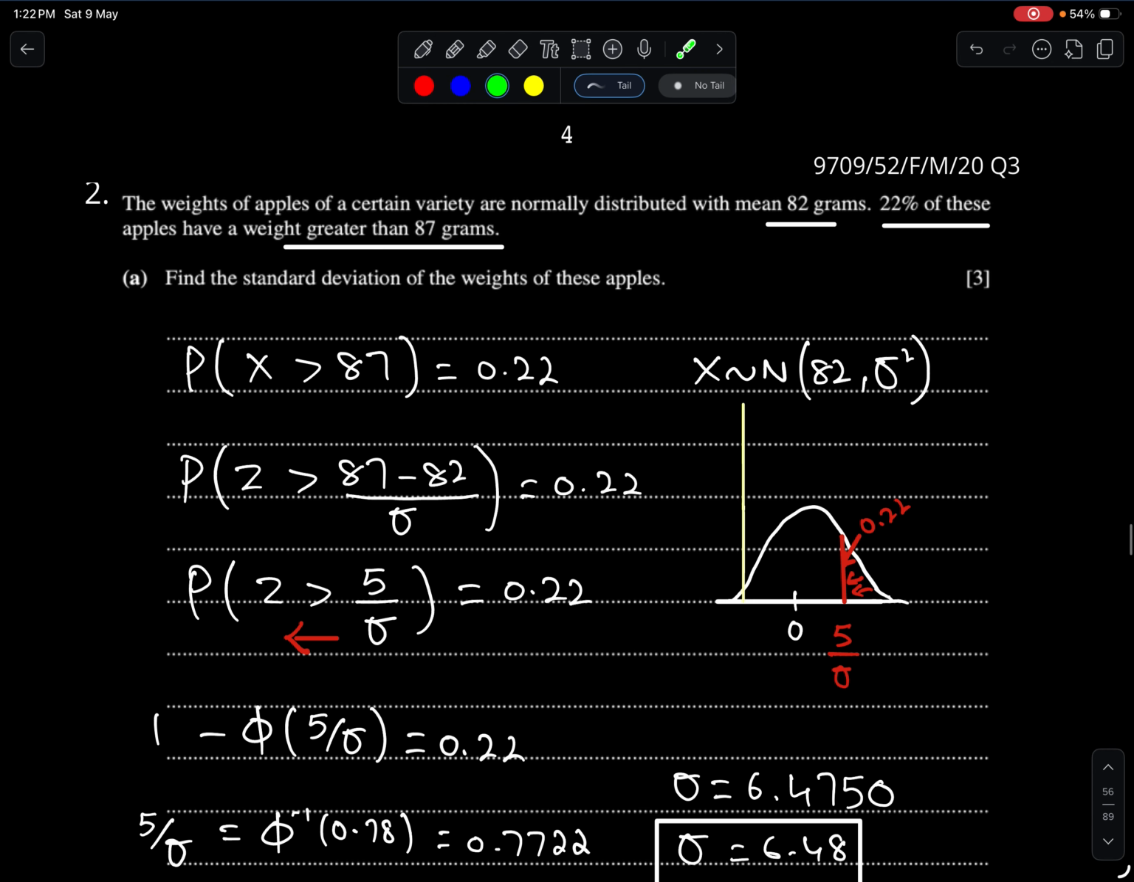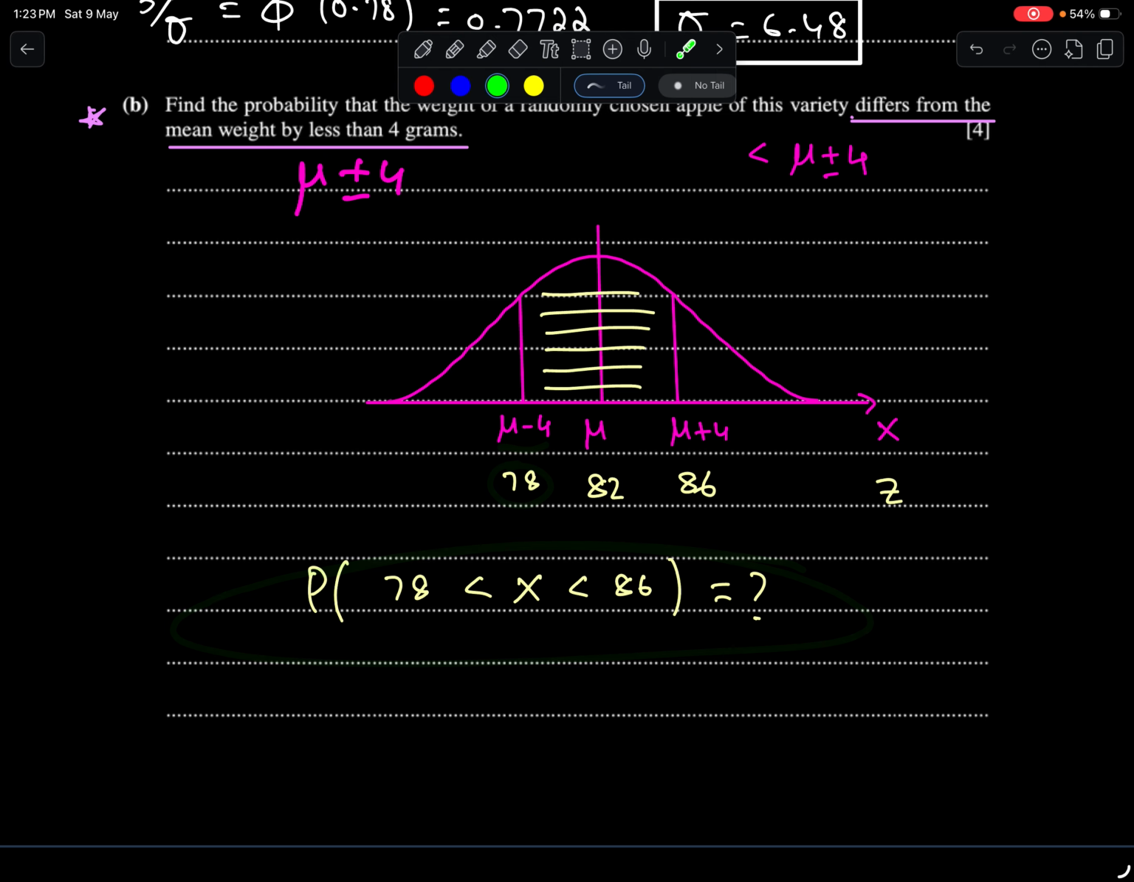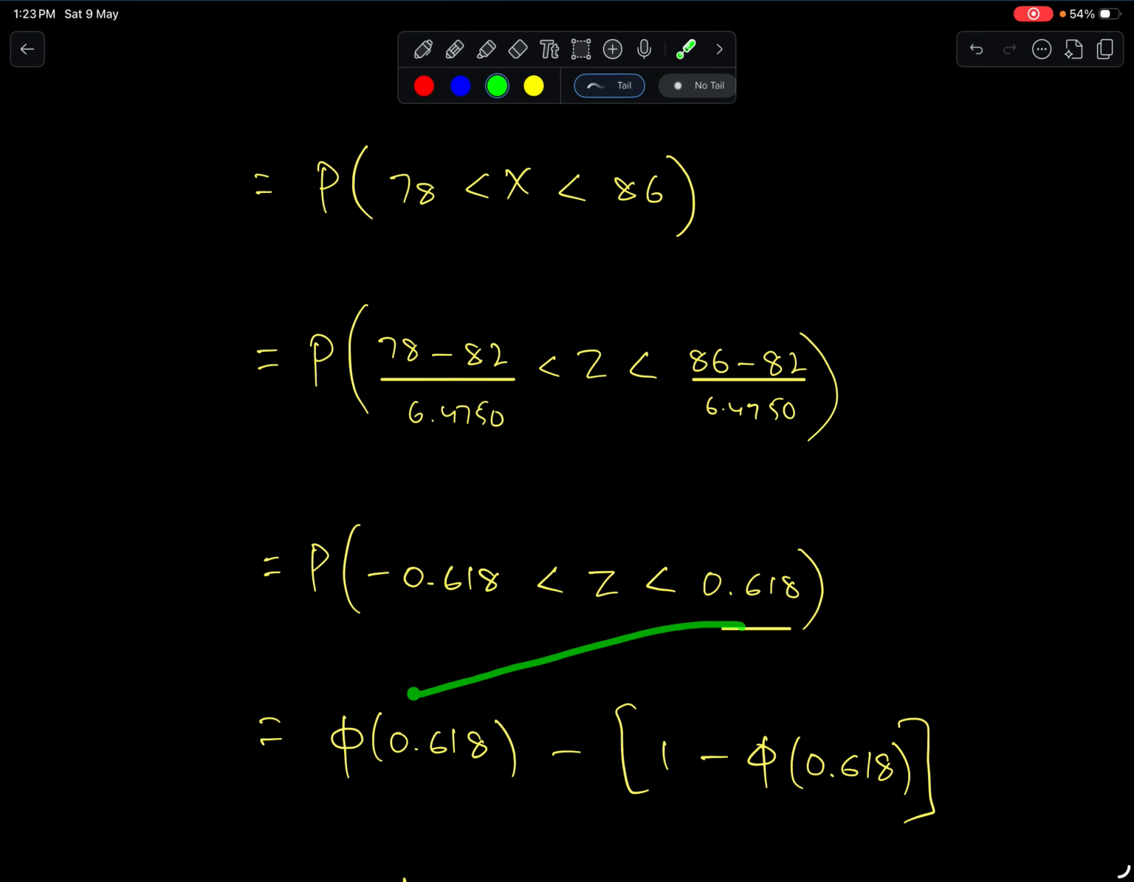Another question of this type here. Find the probability that the weight of a randomly chosen apple of this variety differs from the mean by less than 4 grams. So write mu, this is mu plus minus 4. And this area, less than means this area. So mu plus 4, mu minus 4. We have mu, it's 82, this is 86, and this is 78. 82 minus 4 is 78. So we need this area. You can easily calculate this. Convert this into z. This is phi, this is 1 minus phi.